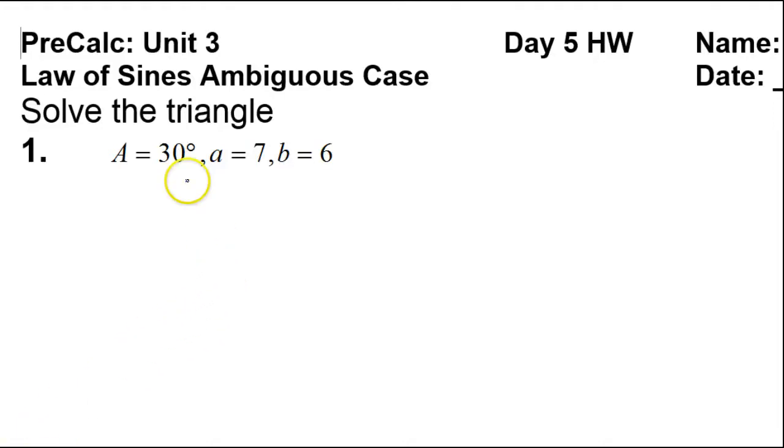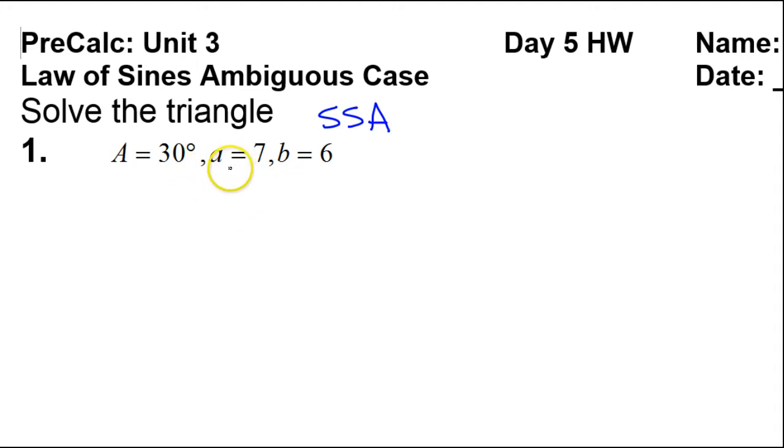In this video, we will practice solving triangles using the law of sines and the ambiguous case. Now, the ambiguous case is when you are given the side-side-angle set of information, two sides and the non-included angle. They call it the ambiguous case because we don't know if it's going to form one triangle, two triangles, or maybe even no triangles at all.